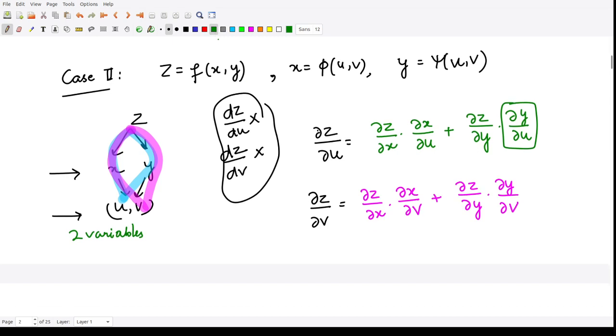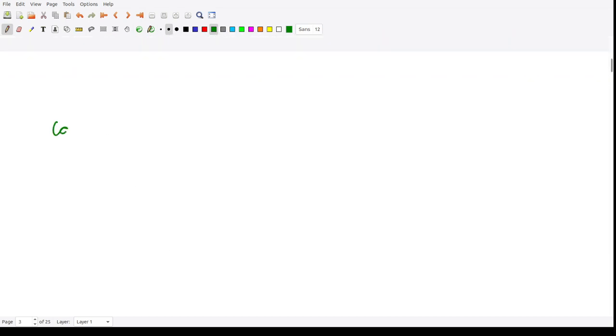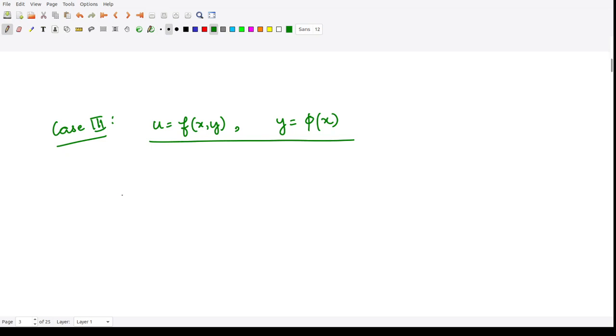And for the third case, for the case number 3, we have, if the function u is given to be a function of x and y, and y is given to be a function of x. Now this is the situation. In this case, first of all, let us see what would be the diagram. The diagram would be u is a function of both x and y, and y is a function of x. So that means y would be somewhere here and x would be somewhere here, and y is a function of x. So they are not at the same level, right?